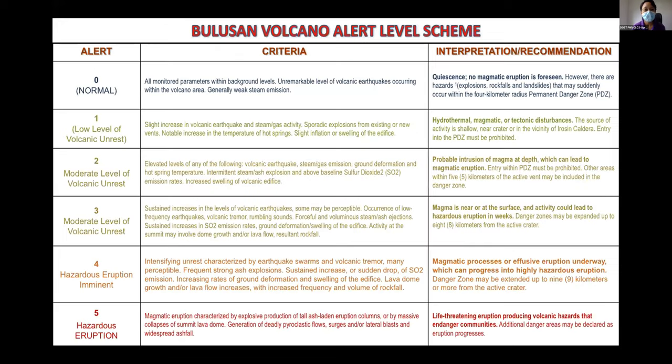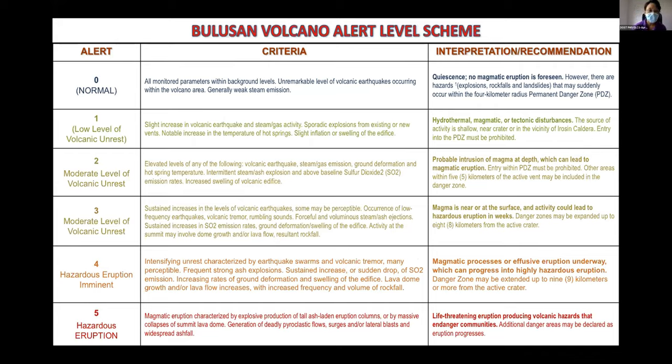One example is the Bulusan Volcano Alert Level Scheme. Makikita po natin dito sa ating left side ang alert levels and then sa gitna po yung criteria. Sa criteria po, pinapakita kung ano yung monitored parameters ng bawat vulkan. And for each level, may kanya-kanya pong interpretation and recommendation.